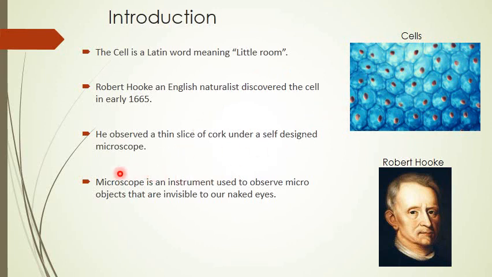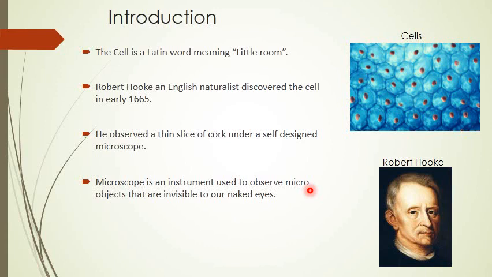Next, what is a microscope? A microscope is an instrument used to observe micro objects that are invisible to our naked eyes. That means they are completely not visible to our eyes. Such objects, organisms or specimens are observed under the microscope. There are two things, micro and macro. Micro are very minute objects or organisms which are not visible to our eyes.